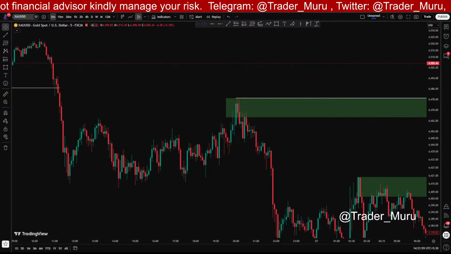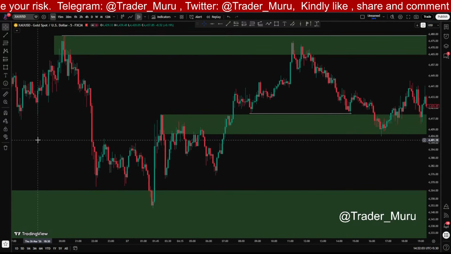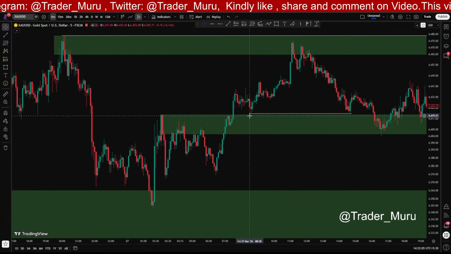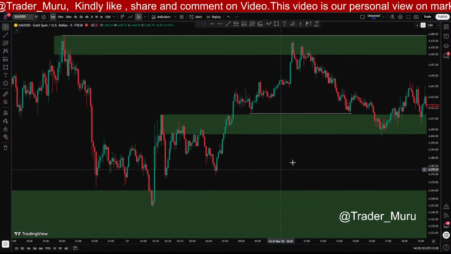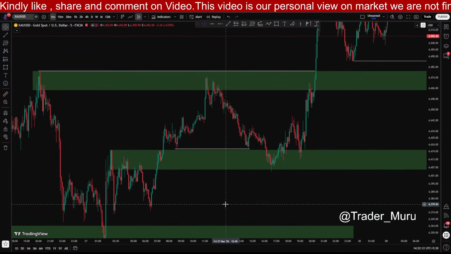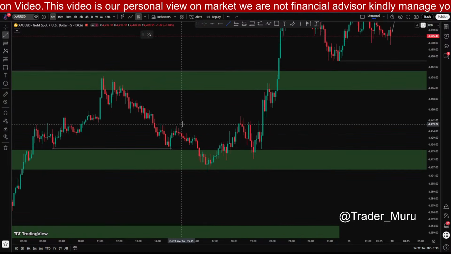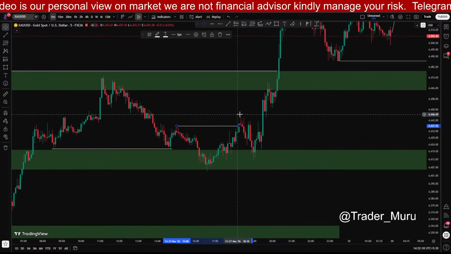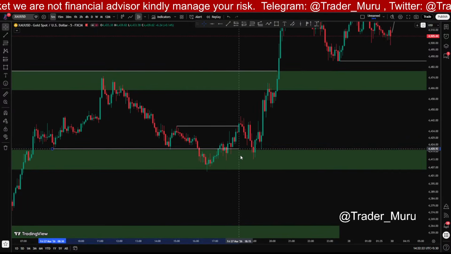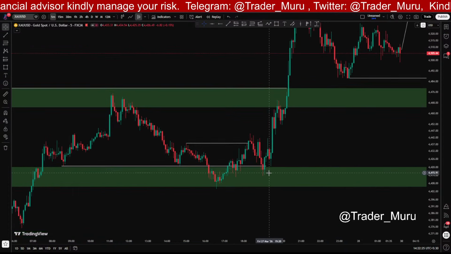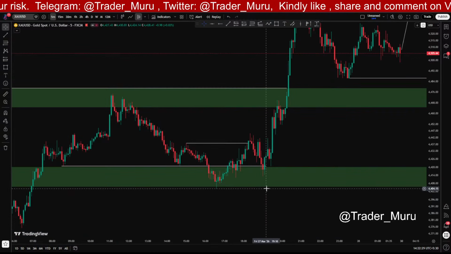What is the significance of the 5-minute time frame in intraday with respect to gold? If your 5-minute is aligned with your 1-day and 1-hour time frame direction, you can use it for trade. Here I took long after this 5-minute change of character. Two candles closed above, and this was a retest. From the QML I took entry, and this low was my stop loss.